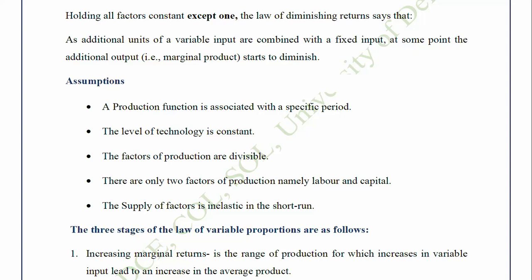Assumption 1. A production function is associated with a specific period. Second, the level of technology is constant. Third, the factors of production are divisible. Fourth, there are only two factors of production, namely labor and capital. Fifth, the supply of factors is inelastic in the short run.